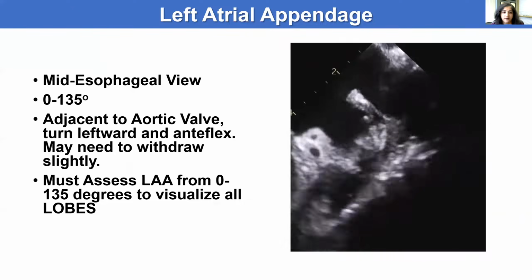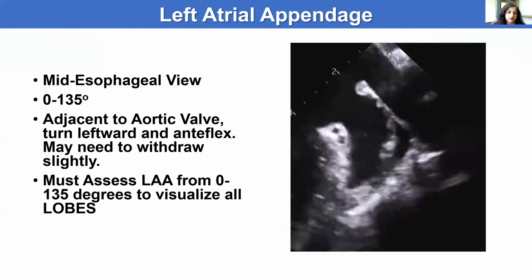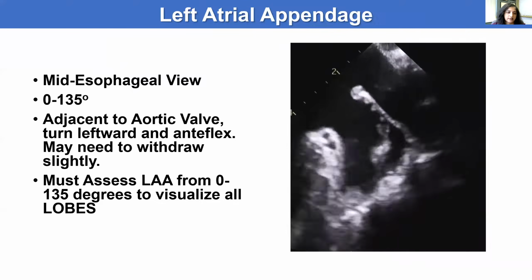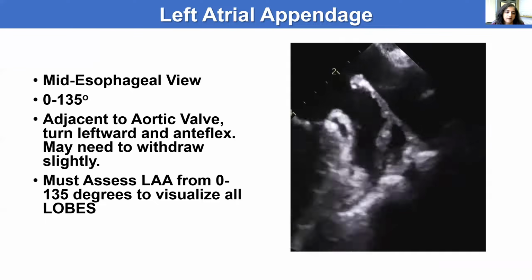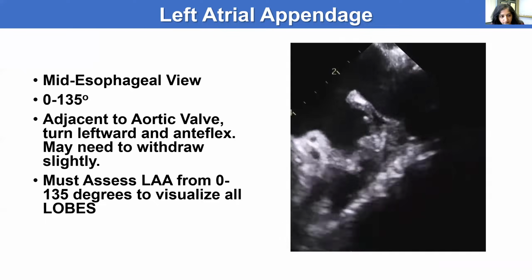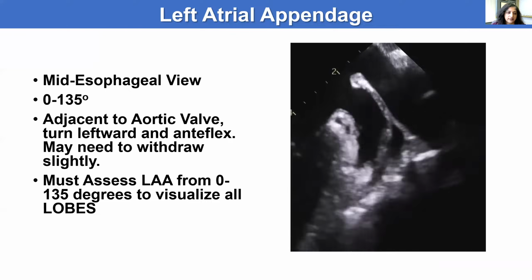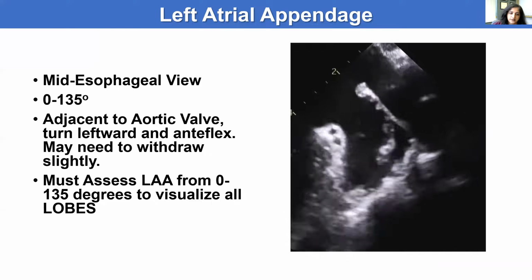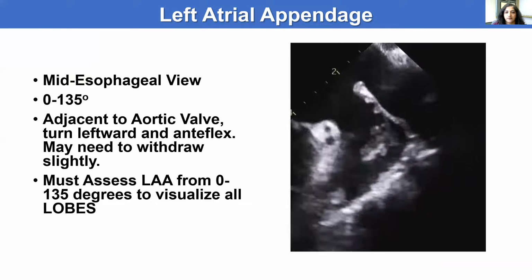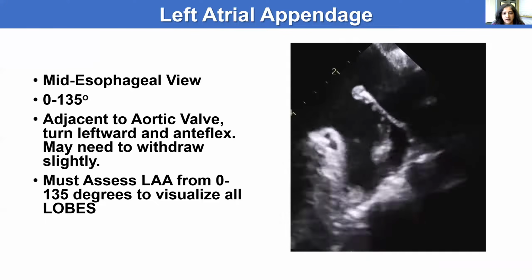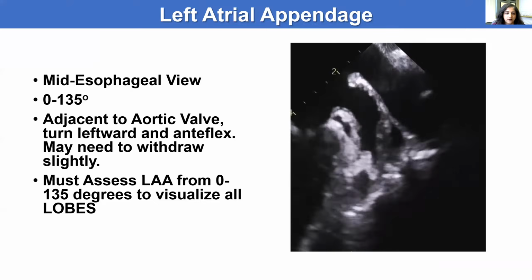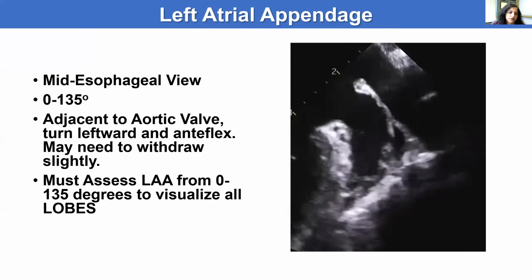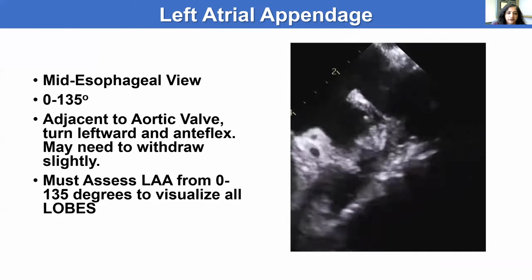And then we'll next talk in the esophageal view about the left atrial appendage. So the left atrial appendage is an anterior and lateral structure. It's adjacent to the aortic valve. The best way to view it is actually to find the aortic valve, turn leftwards and anteflex, and you may also need to withdraw the probe slightly. What's important is that you have this standard crescentic view of the left atrial appendage, but the LAA has multiple lobes. And in order to really interrogate all lobes to make sure that there is no LAA thrombus, you would need to evaluate it from 0 to 135 degrees.